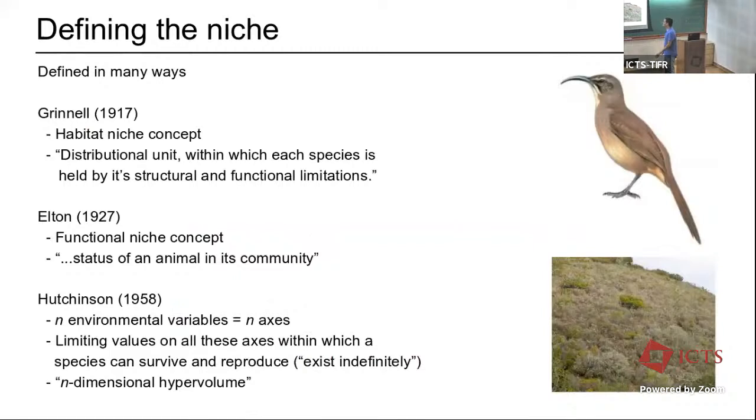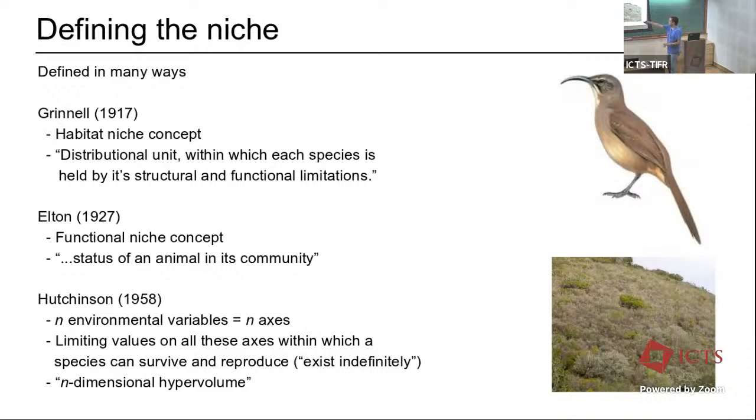In 1917, Grinnell was the first person who came up with a definition of the niche, and he did that using this bird species called the California thrasher. And Grinnell said, this is his description of what a niche is: it's a distributional unit within which each species is held by its structural and functional limitations. Basically, he's saying this bird can't leave this habitat.